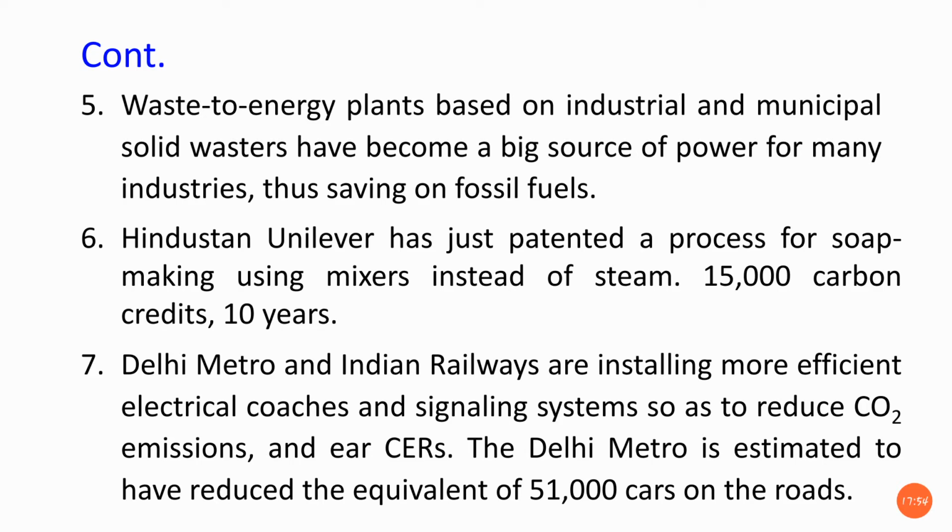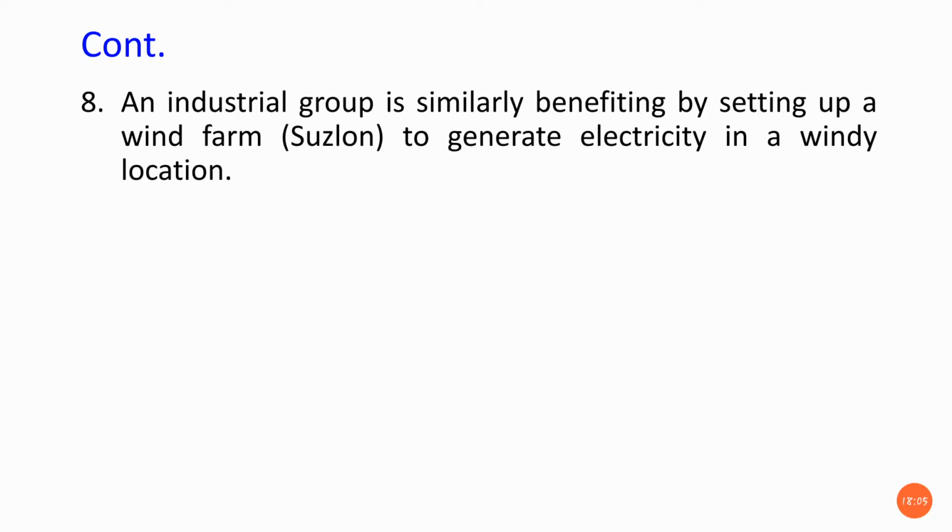The Delhi Metro is estimated to have reduced the equivalent of 51,000 cars on the roads. So this is one of the ways the metro is going to help reduce carbon emissions. There is also an industry group benefiting from similar efforts. Here is the Suzlon company, where they generate electricity from wind using wind turbines. They install them at the respective locations, and then they reduce carbon emissions and get carbon credits.